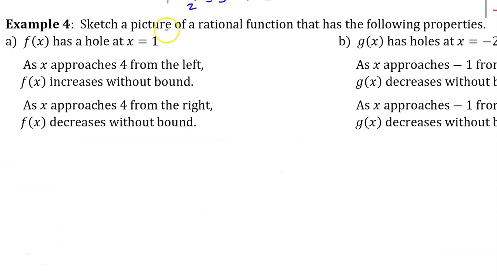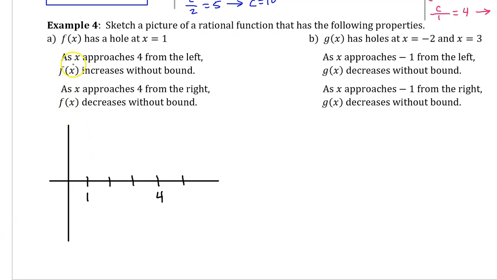Example 4. Sketch a picture of a rational function that has the following properties. Part A. f of x has a hole at x equals 1. I'll come back to that. As x approaches 4 from the left, f of x increases without bound. As x approaches 4 from the right, f of x decreases without bound. So that sounds like a vertical asymptote at x equals 4. Let's go ahead and draw that.